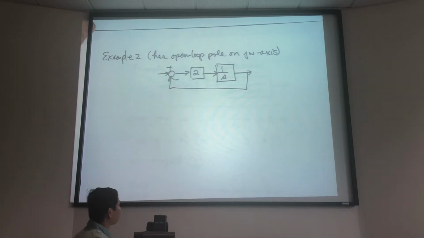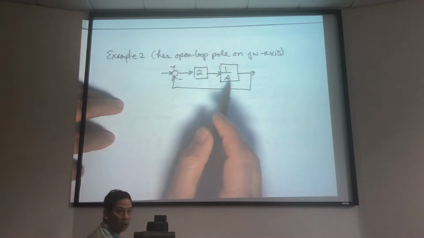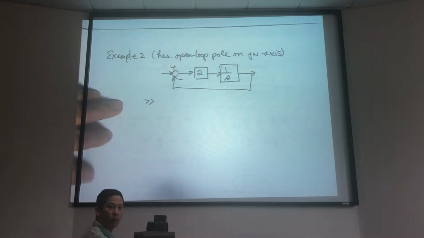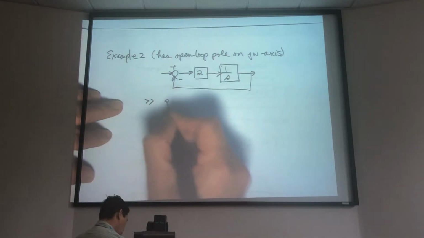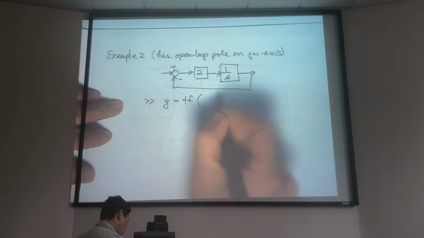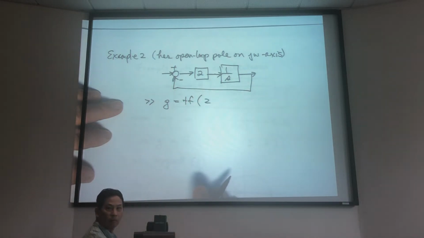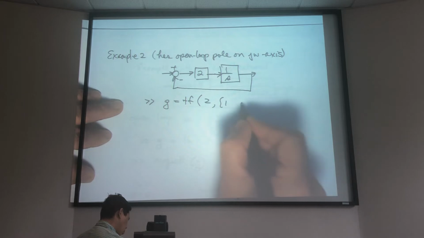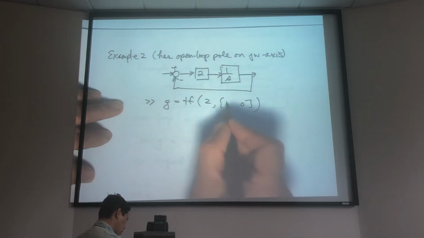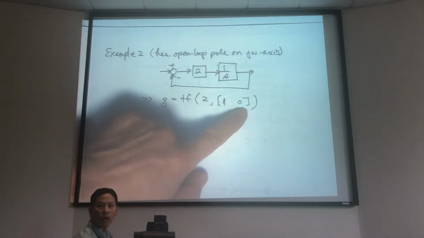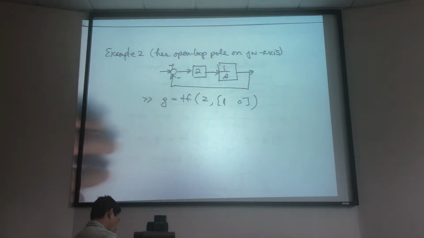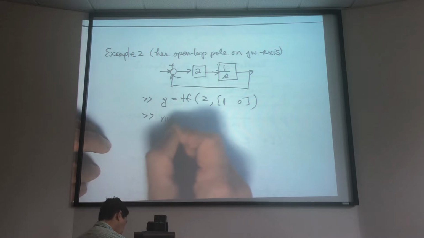All right, so this is the problem that we have. This is the open loop model, and it has a pole on the imaginary axis. So let's first go ahead and do the open loop model. We'll say G is a transfer function. The numerator is 2, and the denominator is just S. So you do it like this. S, there is no constant term. And then let's do a Nyquist plot.